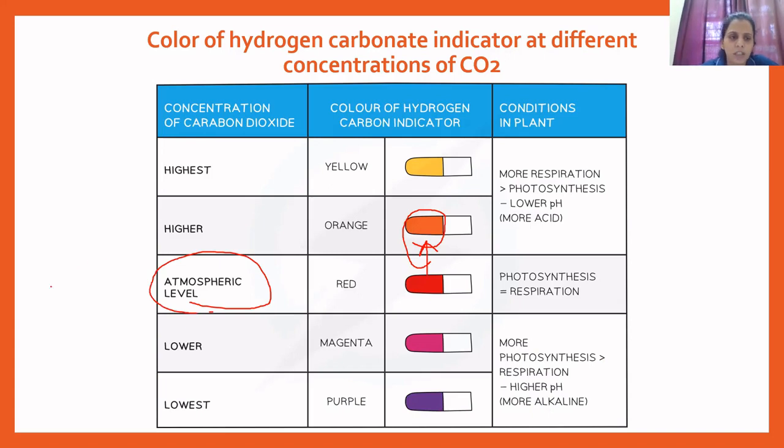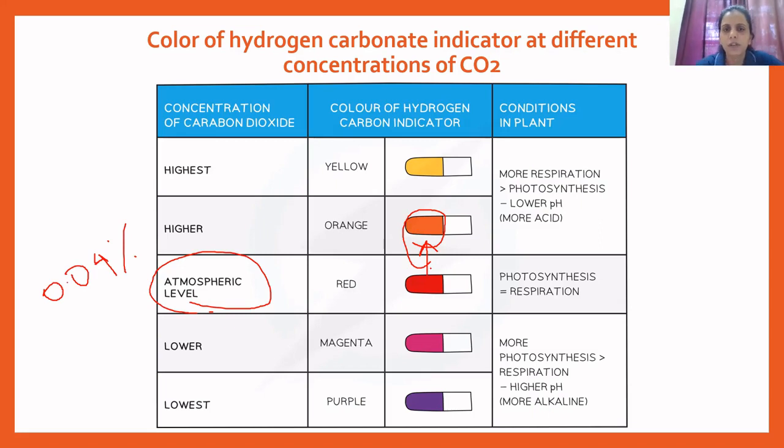In the atmosphere, the carbon dioxide concentration is 0.04%. So whenever the concentration of carbon dioxide in any water or solution is 0.04%, the color of hydrogen carbonate indicator would be red, or orange, or sometimes reddish orange.